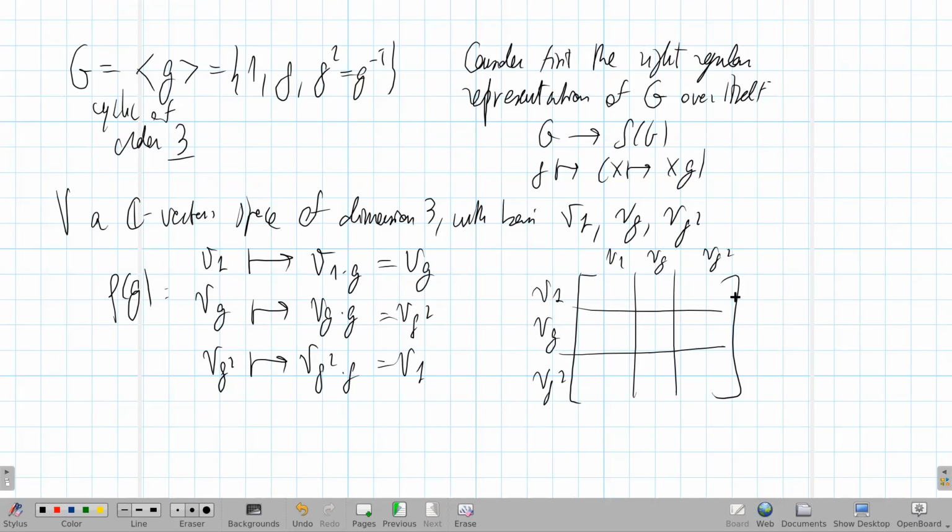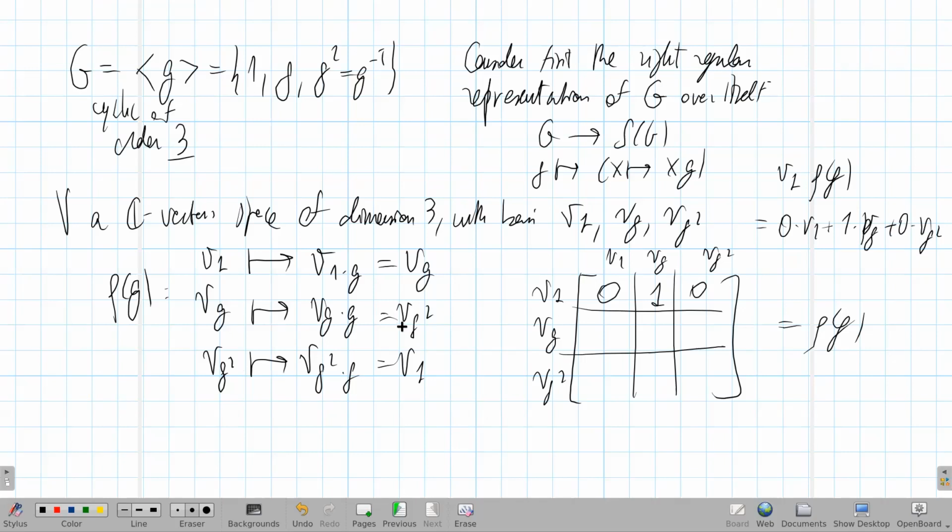And in the first line, I write the coefficients of the image under rho G of V1 in this basis. So this is Vg, so there's a 1 here and two 0s. This just means, and I won't repeat it for the others, that when you apply rho G to V1, you'll get 0 times V1 plus 1 times Vg plus 0 times Vg square, okay?